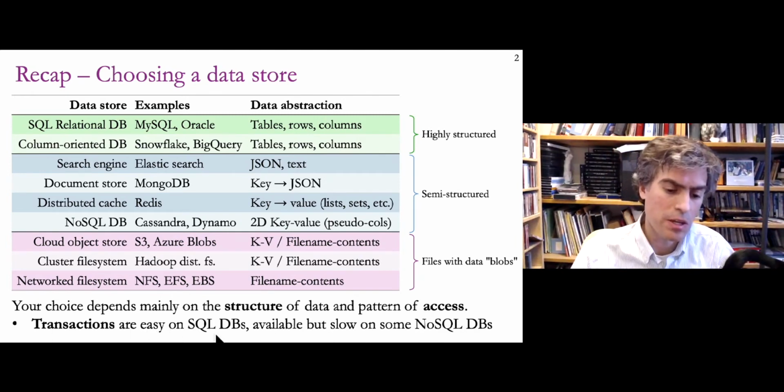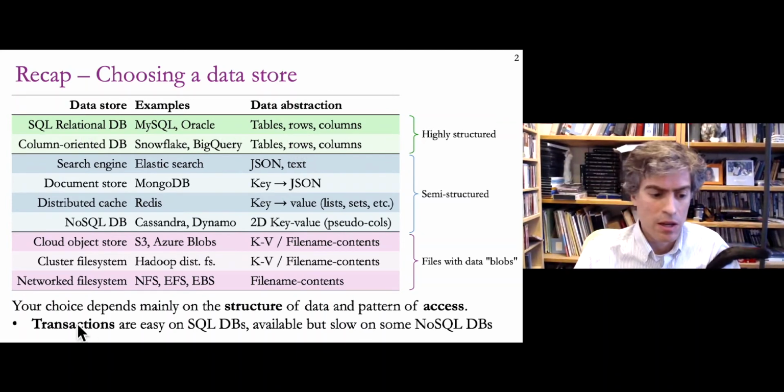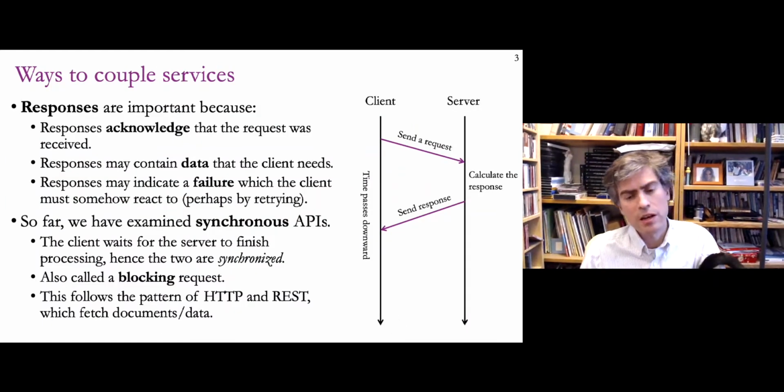Transactions are easiest on SQL relational databases. So although those tend to be less scalable, that's one of those features that you get most easily there. So that's something you can trade off, the ease of transactions with the scale, in some sense. All right, so today we're going to be talking about asynchronicity and coupling.